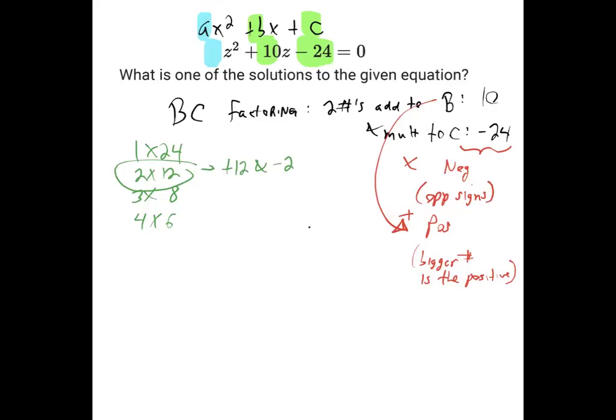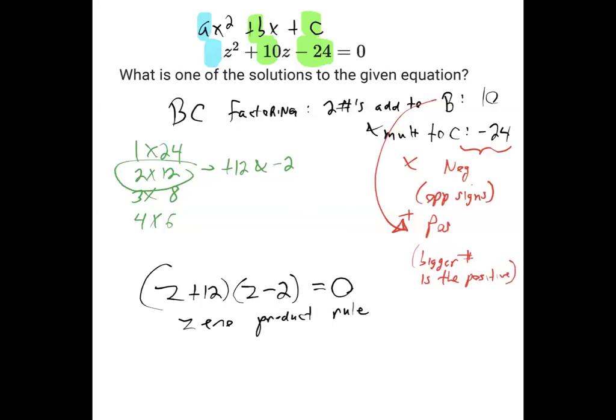So in BC factoring, when you find your two numbers, you're pretty much done. We can factor this to z plus 12 and z minus 2. And now we can use our zero product rule, which says that those two parentheses multiply together to give you a 0. And if that happens, it means that one of the ingredients itself was 0.